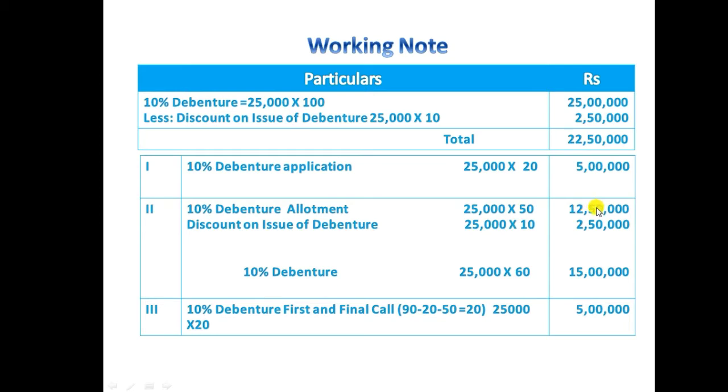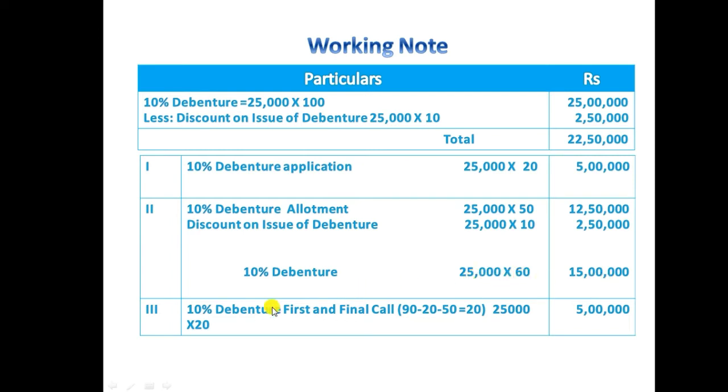And also the discount we need to adjust at the allotment stage only. So discount on issue of debenture 25,000 into 10 each. This 10 we already calculated, so it is 2,50,000 rupees. So the debenture holder will pay only 12,50,000 at the time of allotment, and the company will add 2,50,000 as discount, and a total of 15 lakh rupees is credited to the debenture holder account at the time of allotment. So it is 10% debenture 25,000 into 60 each, 15 lakhs.